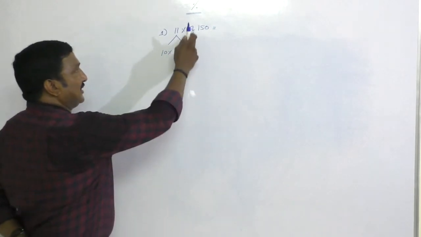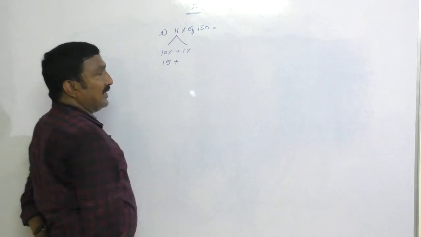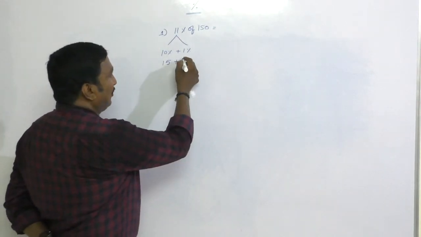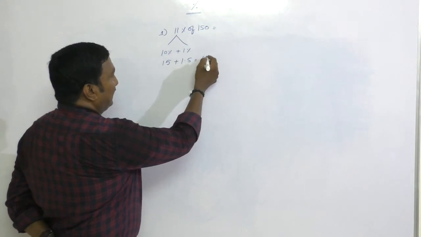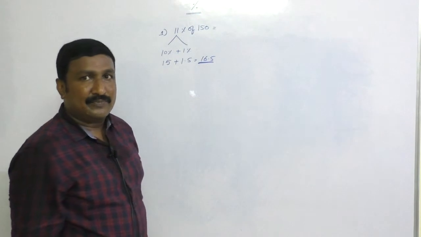What is the 10% of 150? 10% of 150 is equal to 15. And what is the 1% of 150? 1% of 150 is equal to 1.5. So 15 plus 1.5 is equal to how much will it come? 16.5. Okay, now friends.